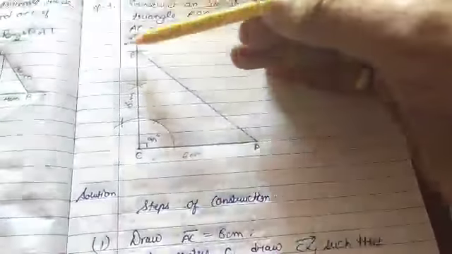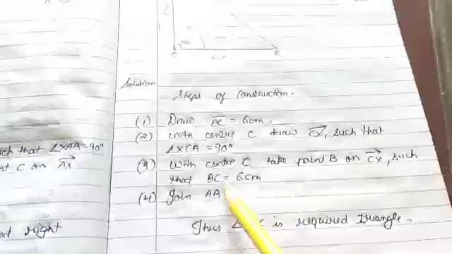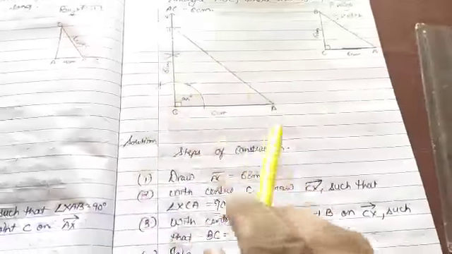Now what we will do, final step, join this BA. So join BA or AB, join AB. This is how we used to get our isosceles right angle triangle.